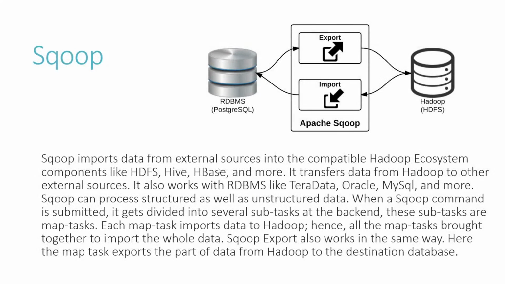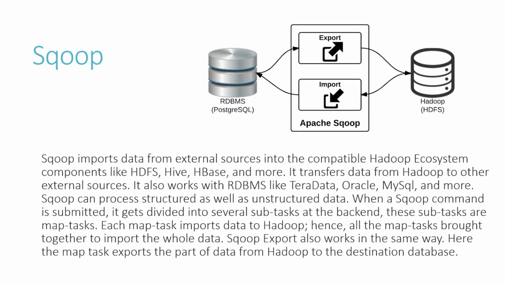Okay, so let's move on to the next one. That's Sqoop. Sqoop is the one where you can export data from any RDBMS into Hadoop, or you can import data from Hadoop. I think it's the other way around. When you import the data, you move from RDBMS to Hadoop, and when you export data, you move data from Hadoop to RDBMS.